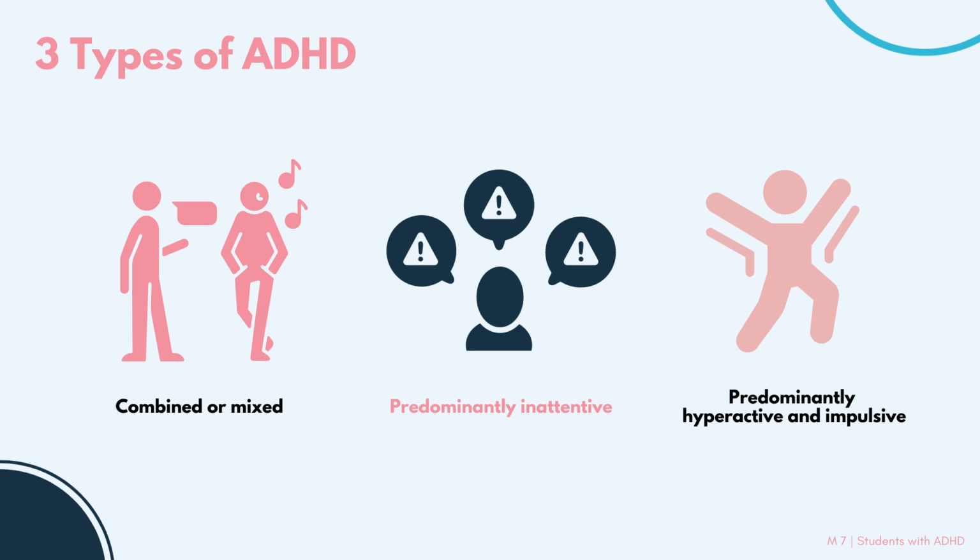1. Combined or mixed, in which both types of symptoms coexist, fulfilling at least 6 of the 9 behaviors of both categories. 2. Predominantly inattentive, when they fulfill at least 6 of the 9 inattentive behaviors, and 3. Predominantly hyperactive and impulsive, when they fulfill at least 6 of the 9 hyperactivity impulsivity behaviors.